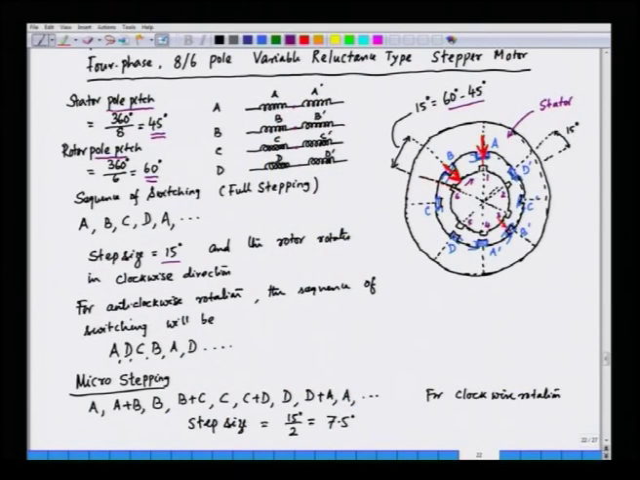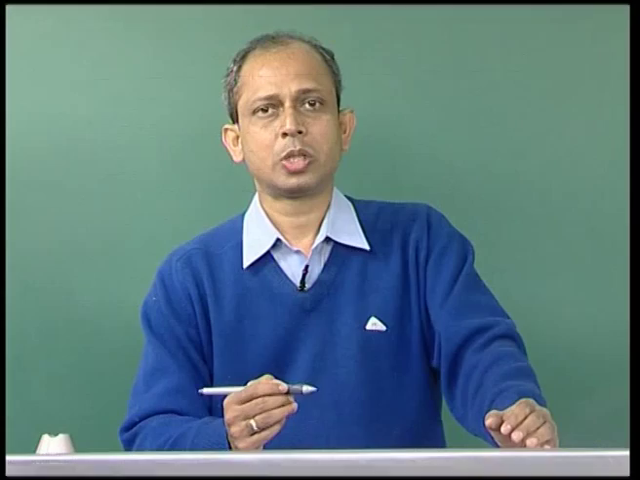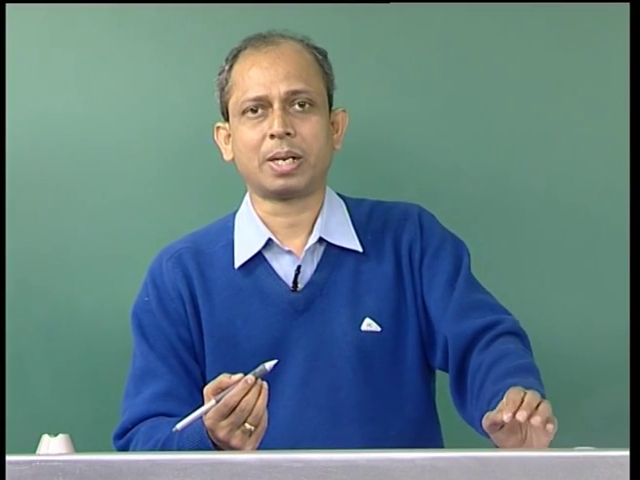The sequence of switching is A, then A is switched off, then B, B is switched off, then C, C is switched off, then D, and so on. So this actually goes in a cyclic fashion, and the sequence of the switching here is A, B, C, D, and A again. Now, in a variable reluctance type stepper motor, the direction of current does not really matter.